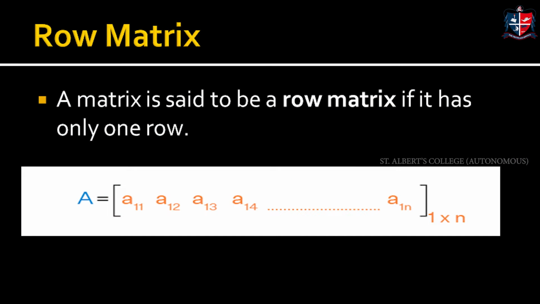Next is, just like the column matrix, a row matrix. A row matrix only has one row. That is, the matrix is in the form A11, A12, A13, etc. A single row with n number of columns.